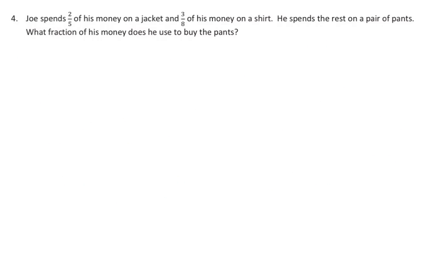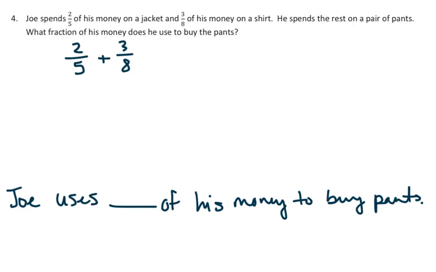The word problem that we're going to do for this homework is number 4, and number 4 reads, Joe spends 2/5 of his money on a jacket and 3/8 of his money on a shirt. He spends the rest on a pair of pants. What fraction of his money does he use to buy the pants? So we'll start with our target sentence. So the target sentence reads, Joe uses blank of his money to buy pants. We're going to add the money he spent on his jacket and the fraction of money he spent on the shirt. So it's 2/5 plus 3/8.